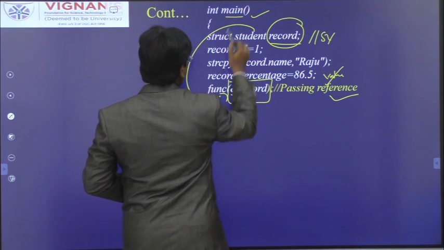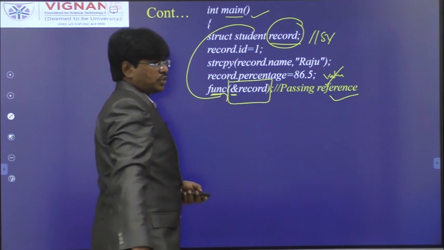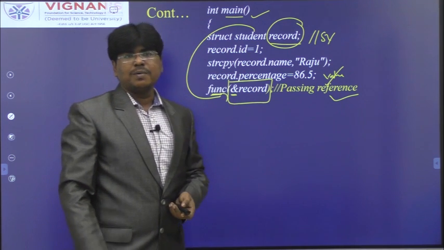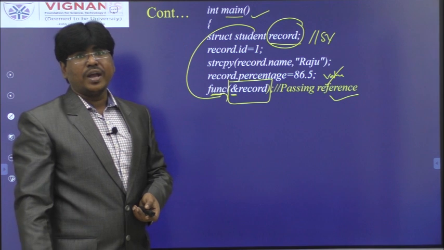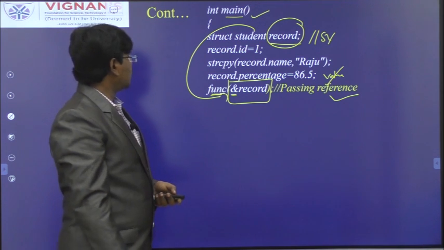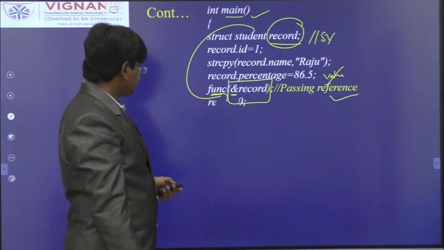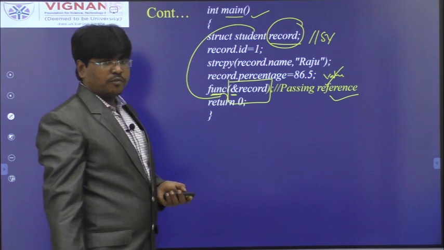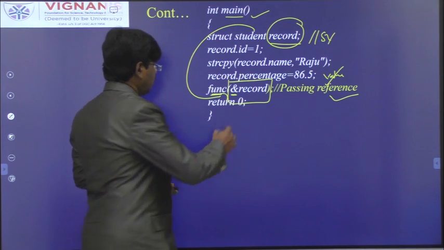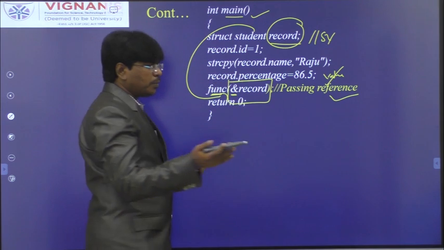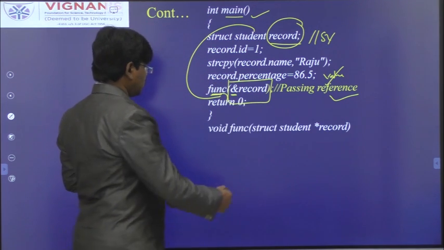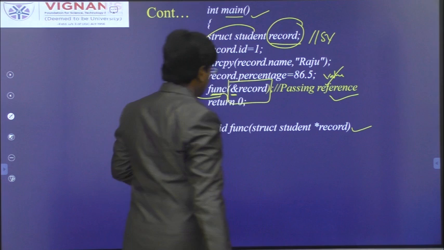The main function is passing to this particular FUNC function. So the main function is passing the address of the structure to another function called FUNC. Whenever a function call is made, the control will go to that particular function definition. Here, this is the function definition of the FUNC function.